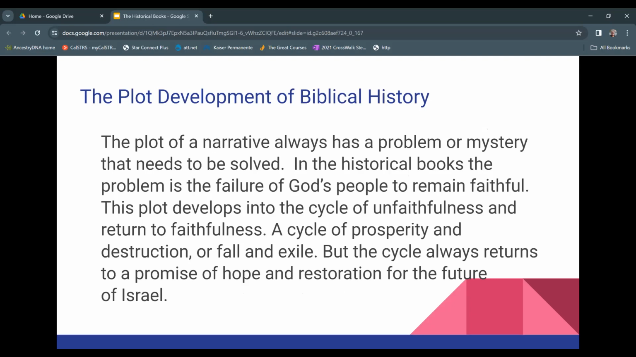So the plot of a narrative always has a problem or a mystery that needs to be solved. In the historical books, the problem is the failure of God's people to remain faithful. This plot develops into a cycle of unfaithfulness and then a return to faithfulness. It becomes a cycle of prosperity and destruction and eventually fall and exile. But that cycle always returns to a promise of hope and restoration for the future of Israel.